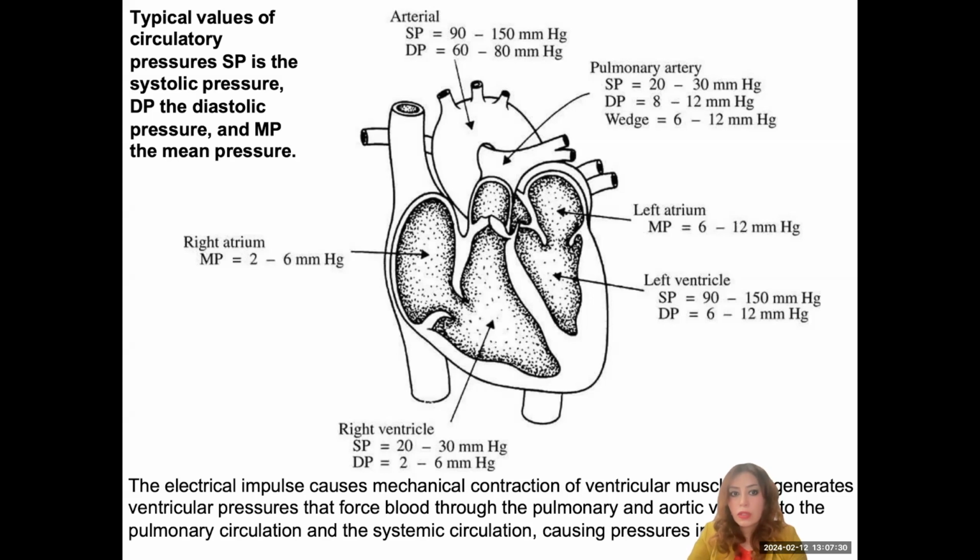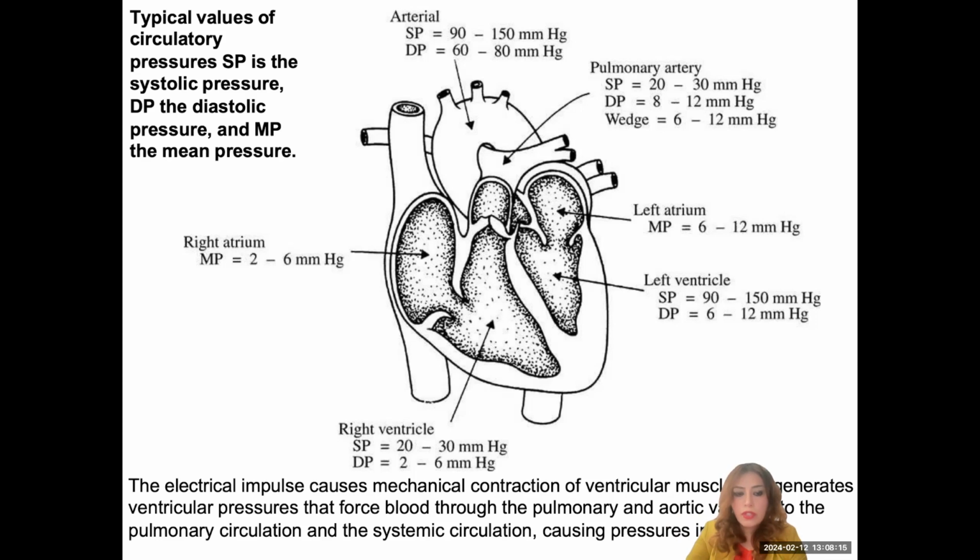Look at the left ventricle and right ventricle. For the left ventricle, it changes between 90 and 150 millimeters of mercury. Look at the right ventricle, it is smaller, between 20 and 30 millimeters of mercury. The diastolic pressure has smaller values for the different parts of the arteries and pulmonaries. The arterial diastolic pressure is between 60 and 80 millimeters of mercury. Look at that, please. For the pulmonary artery, it is between 8 and 12 millimeters of mercury.